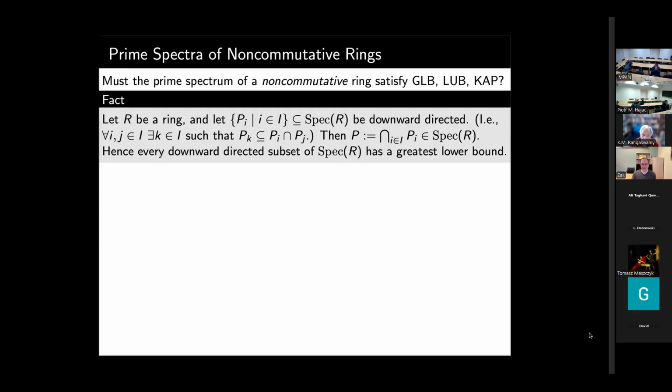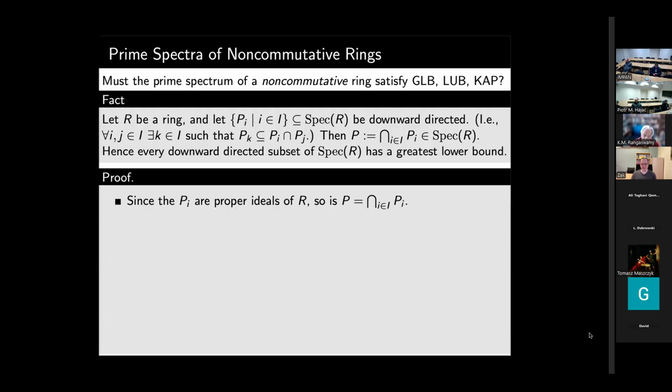Can you help me imagine something which is downward directed but it's not a chain? It just means that if you take two points, they might not necessarily be related to each other, but below them there's something below both of them. Okay, that's what you should picture for downward directed.